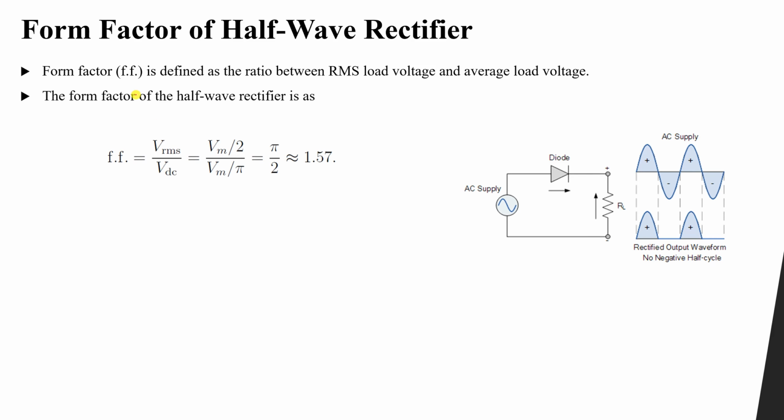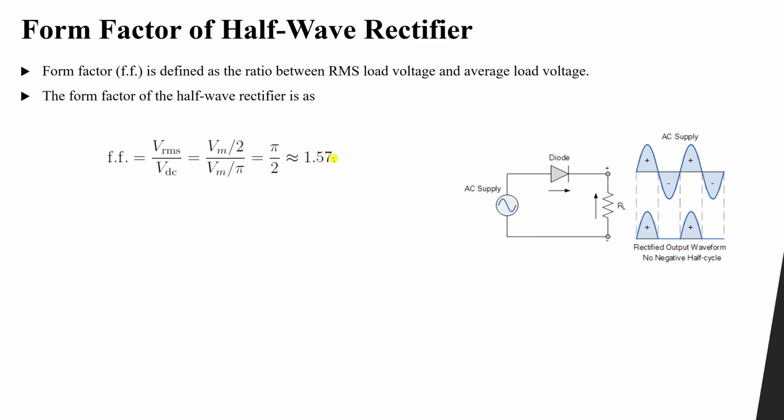These definitions are constant for every type of rectifier or every circuit. The only difference is that the values of VRMS and VDC will change from one circuit to another. So the VRMS in this circuit of the half wave rectifier is Vmax over 2 and V average is Vmax over pi, so it will be 1.57.